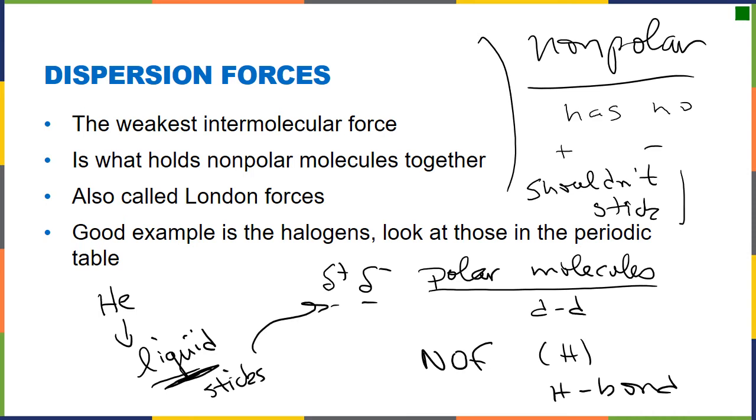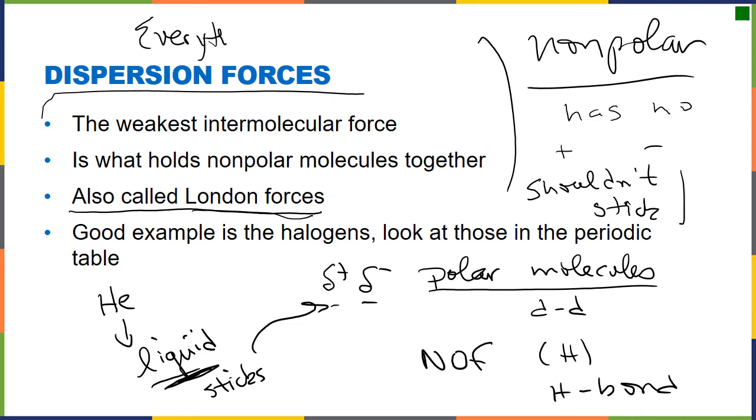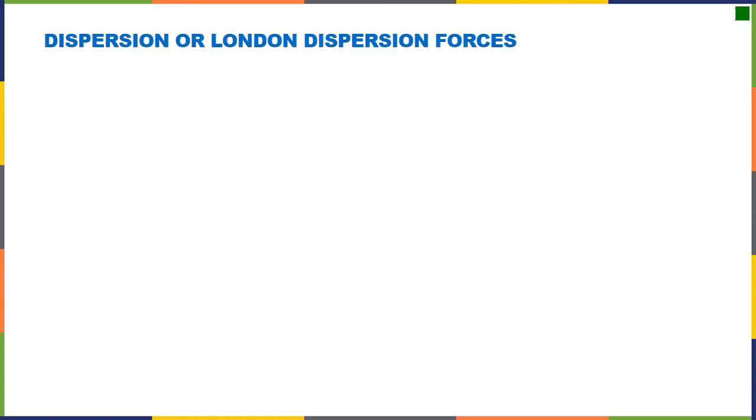Well, our name for this is called dispersion forces. We also call them London forces, and sometimes even London dispersion forces. Now note, what has London dispersion forces? Everything. Everything has dispersion forces. As long as it's got electrons, it's got dispersion forces.